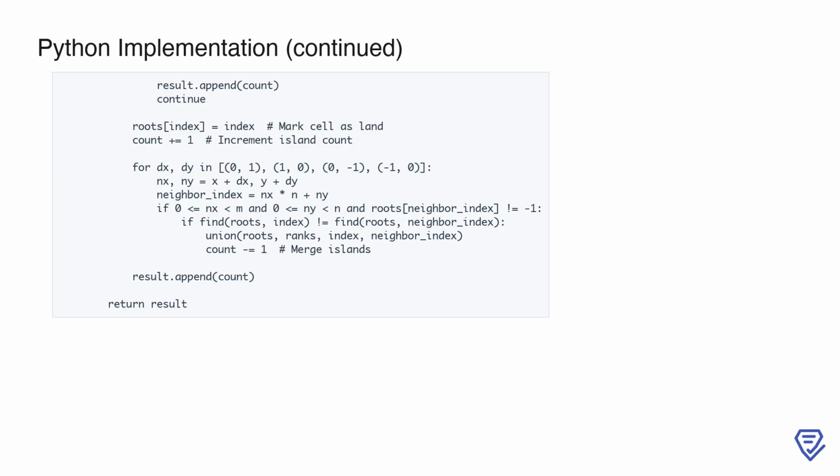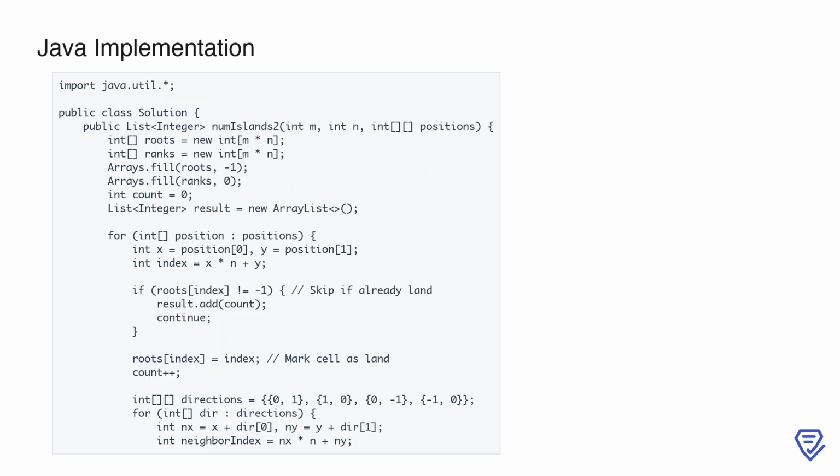Here, we start implementing the solution by defining the numberIslands2 method. This method takes the grid dimensions, m and n, and a list of positions where land is added step by step. We initialize 2 arrays, roots and ranks, both of size m*n. The roots array tracks the root of each cell, and the ranks array helps optimize the union operation. Initially, all cells are marked as water with -1, and their ranks are set to 0. We also define a count variable to track the number of islands and a result list to store the number of islands after each operation.